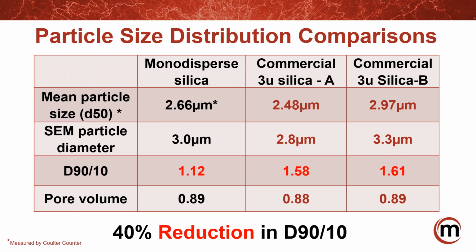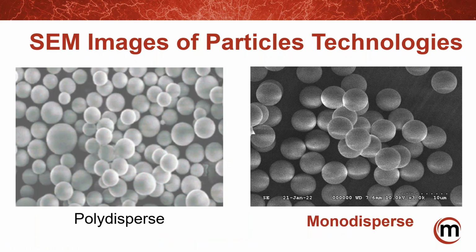But the key point is that the D90/10, the way we measure whether or not it's monodisperse, is this value D90/10. So that way you can see visually, and also you can see here in the table, you're looking at a 40% reduction in D90/10, where the monodisperse silica is at 1.12, and the commercial silicas are much closer to 1.6. And what that looks like visually here on the left, you can see the polydisperse material is what we're calling the standard commercially available silica, and now the new monodisperse material using a scanning electron microscope.